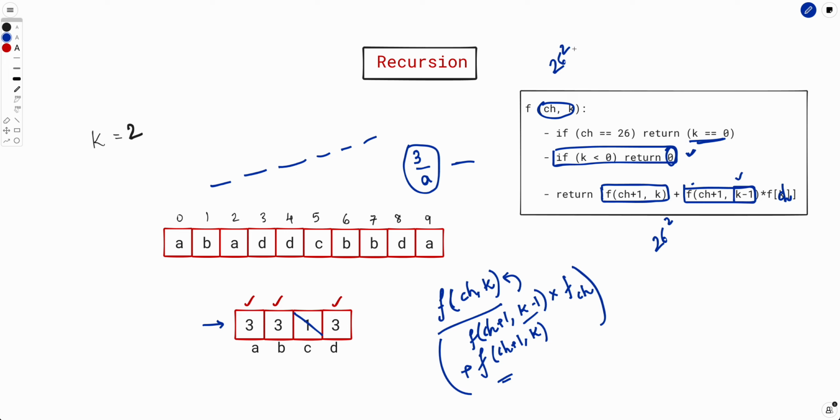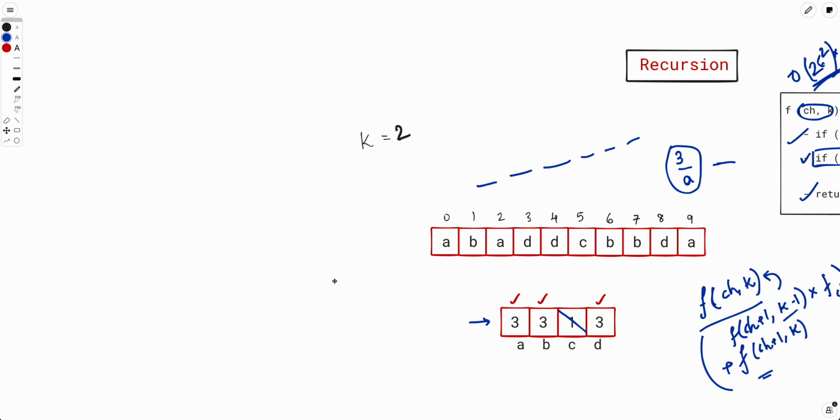Now inside each state, you are simply doing some linear time operations. So this is order 1. So the entire complexity is order 26 square, which is very small for the given time constraint. So hope both the solutions are clear.